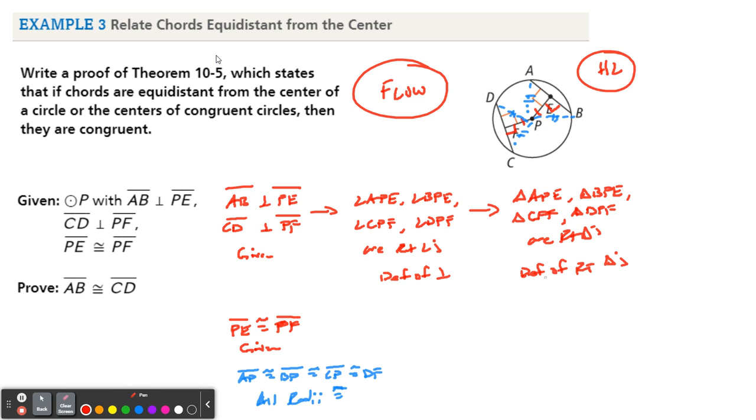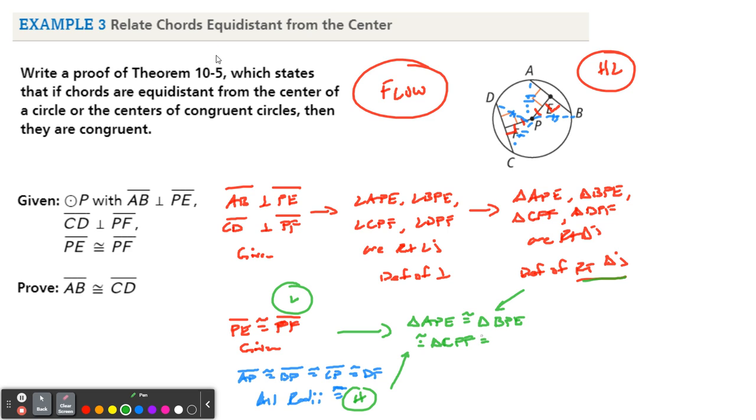And now, because we have right triangles, let me do it in green. Because we have right triangles, because we have a congruent pair of legs, and because we have congruent hypotenuses, if we bring all of these ideas together, and this is what I like about flow proofs, is that you can be kind of creative. If we bring all those together, we can say that those four triangles are congruent to each other. So triangle APE is congruent to triangle BPE, is congruent to triangle CPF, is congruent to triangle DPF, and that's by HL congruence.